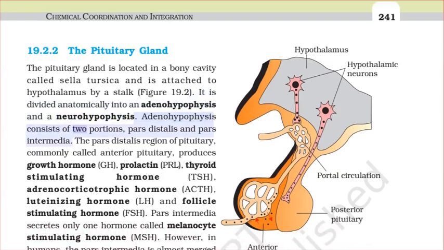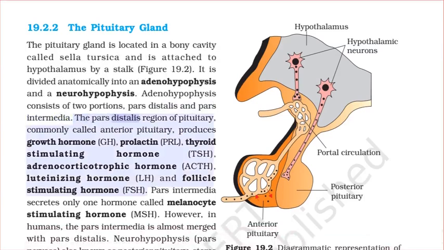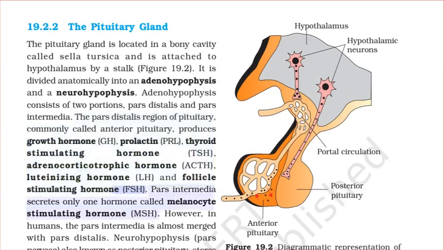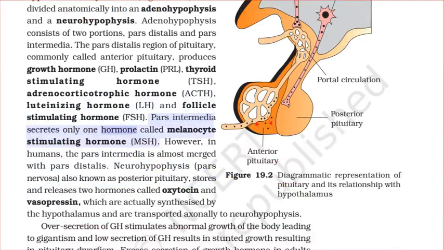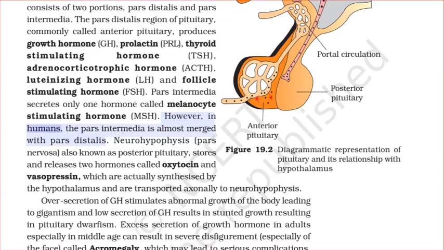Adenohypophysis consists of two portions, pars distalis and pars intermedia. The pars distalis region of pituitary, commonly called anterior pituitary, produces growth hormone, GH, prolactin, PRL, thyroid stimulating hormone, TSH, adrenocorticotrophic hormone, ACTH, luteinizing hormone, LH, and follicle stimulating hormone, FSH. Pars intermedia secretes only one hormone called melanocyte stimulating hormone, MSH. However, in humans, the pars intermedia is almost merged with pars distalis.